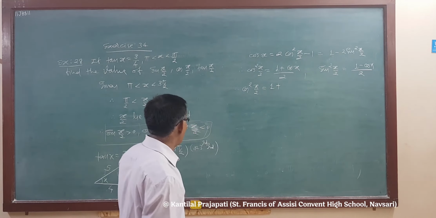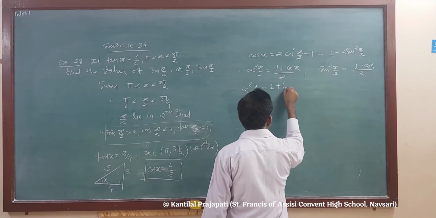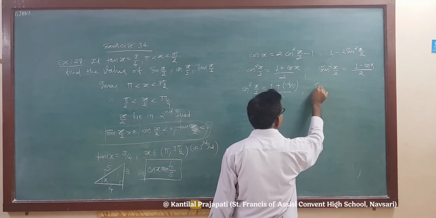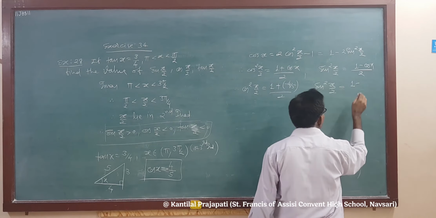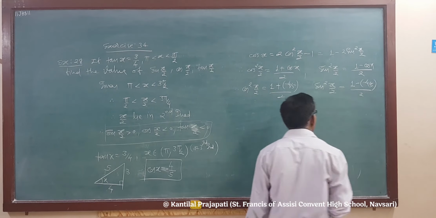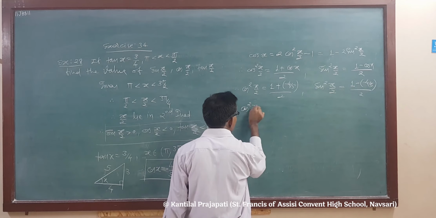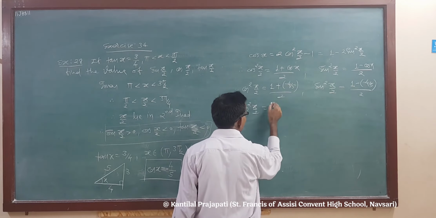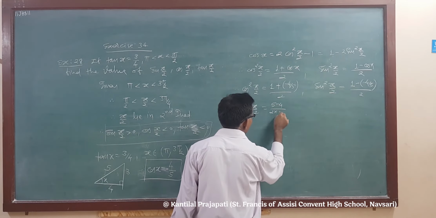So therefore cos square x by 2 is equal to, substituting the value of cos x, cos x is minus 4 by 5. So we put here minus 4 by 5 upon 2. Similarly here, sin square x by 2 is 1 minus what? Minus 4 by 5 by 2. Right? And therefore cos square x by 2 is 1 minus 4 by 5, 5 minus 4 by 2 into 5.